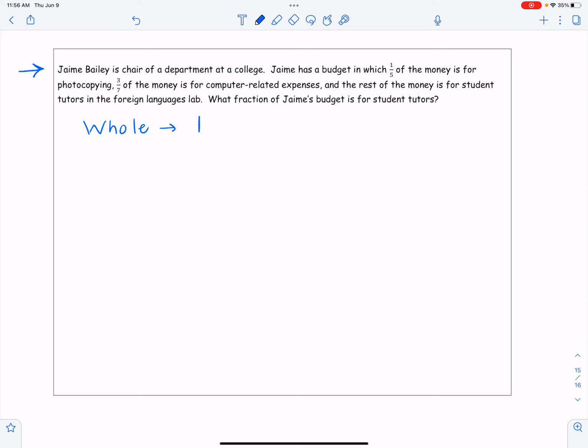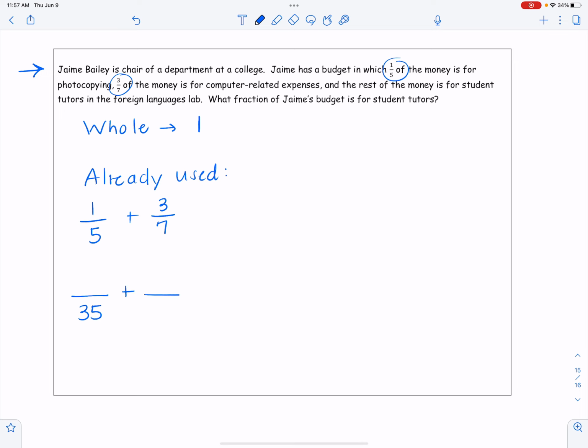So in this case, I'm given information about a budget, all right, and it's telling me how much of the budget has already been used, all right? 1/5 of the money has been used for photocopying. 3/7 of the money has been used for computer-related expenses. All right, and that's it. So if I want to determine how much has already been used, I'm going to add these two things together. All right, that means I'm going to need a common denominator. For 5 and 7, it'll be 35.